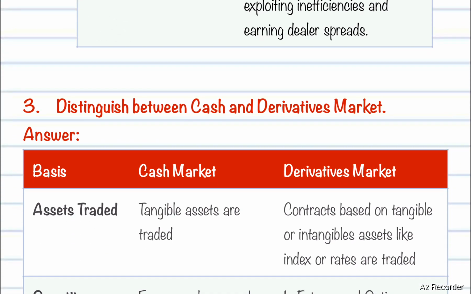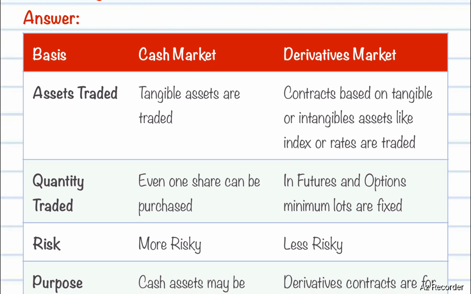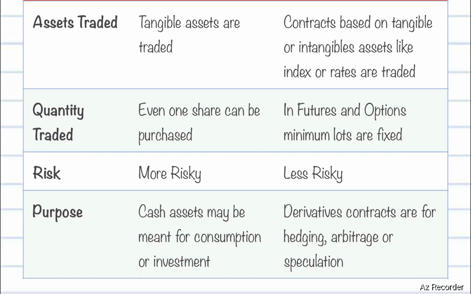What is the distinction between cash market and derivatives market? In cash market, tangible assets are traded. In derivative market, contracts based on tangible and intangible assets like index or rates are traded. Next, in cash market, even one share can be purchased. In derivative market, that is futures and options, minimum lots are fixed. Cash market is more risky, whereas derivative market is less risky.